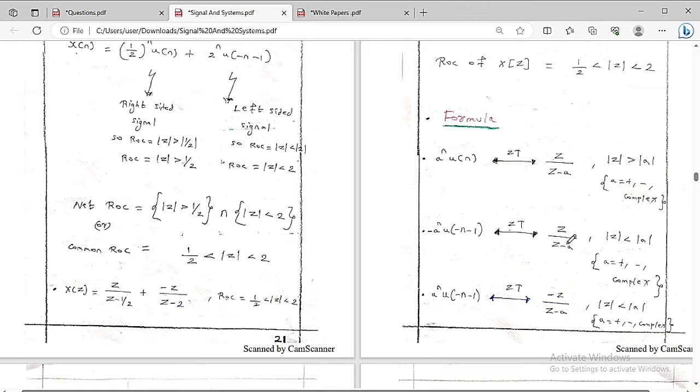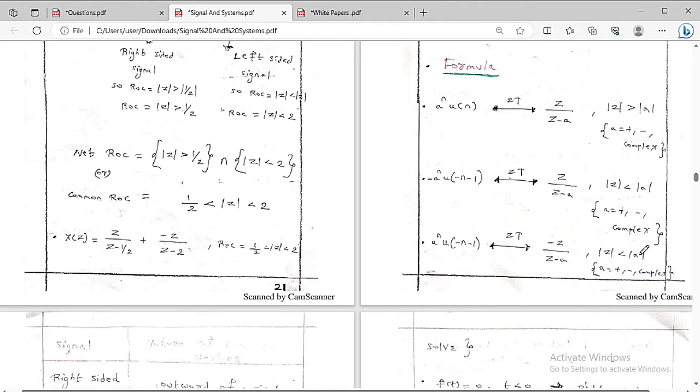If you multiply by minus on both sides, we get a to the power of n into u of minus n minus 1, and the z transform is minus z by z minus a. The ROC remains the same, mod z less than mod a. A can be positive, negative, or complex, and it is a left-sided signal, so the ROC is inward.